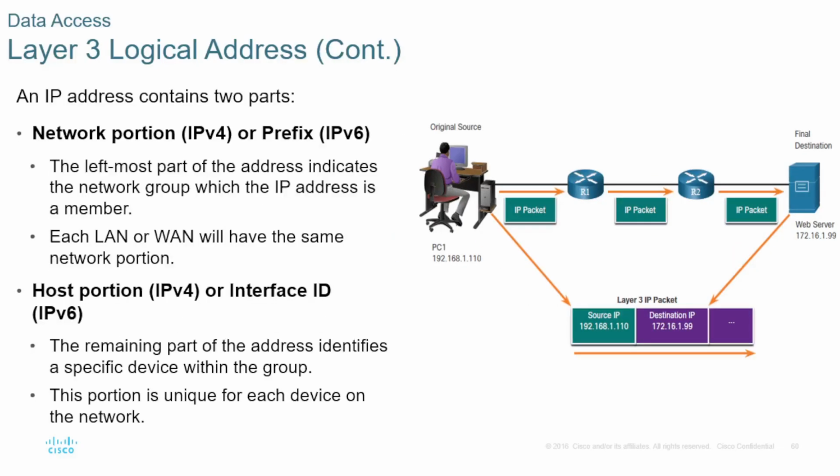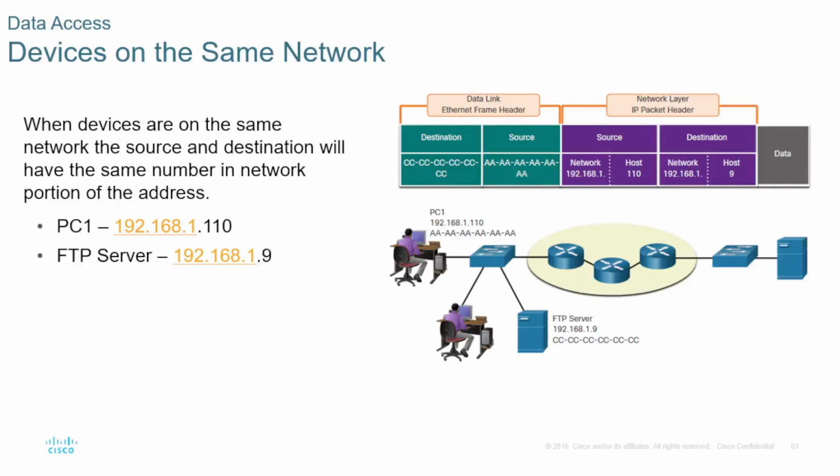An IP address is divided into two main parts, the network portion and the host portion. The network portion represents the network group that the IP address belongs to. Every device on the same LAN or WAN will share this network portion, allowing routers to direct traffic to the correct network. The host portion identifies a specific device within that network. Each device on the network must have a unique host portion so that data can reach the intended device accurately. When devices are on the same network, the source and destination will start with the same number in the network portion of the address, as shown here for PC1 and the FTP server.